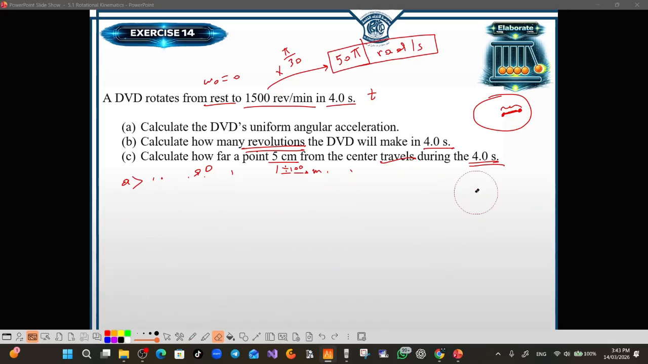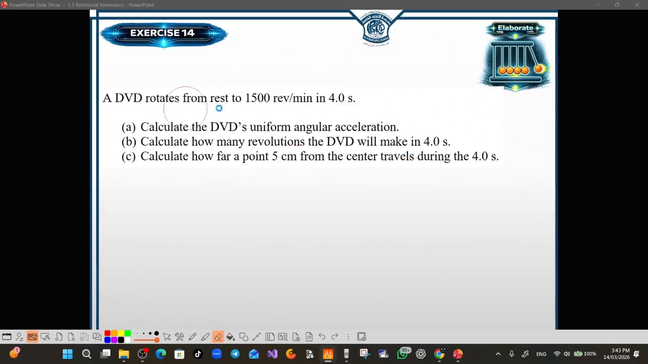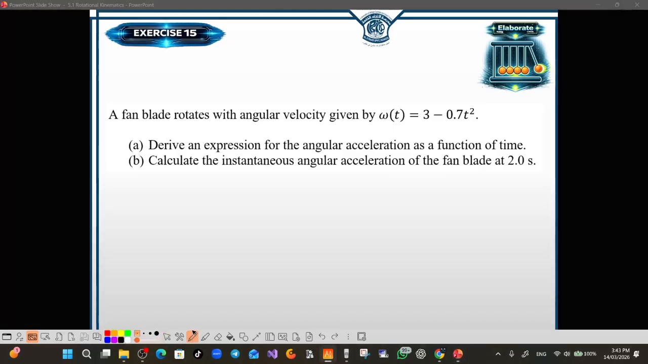Now, the last question in this lesson. A fan blade rotates with angular velocity given by omega is equal to 3 minus 0.7 t squared. In part A, they want us to find an expression for the angular acceleration. Let me remind you that the derivative of theta will give us the angular velocity, and the derivative of the angular velocity is the angular acceleration. Now, since we have the angular velocity, it's enough to apply the derivative only one time. So alpha is equal to d omega over dt.